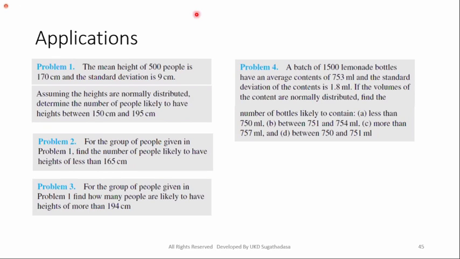You can tell me the answer. Now do problem 2. The same mean and the standard deviation can be used. So you want to find out how many people are likely to have a height less than 165 centimeters. If you get the answer, you can send me the value. You can just use the chat option, or otherwise just tell me.